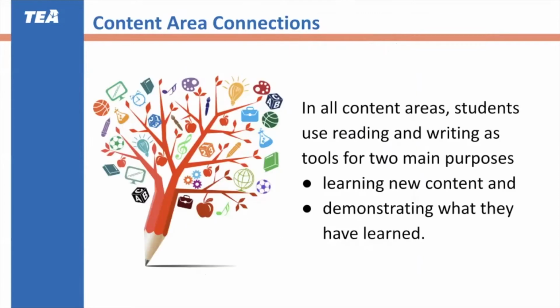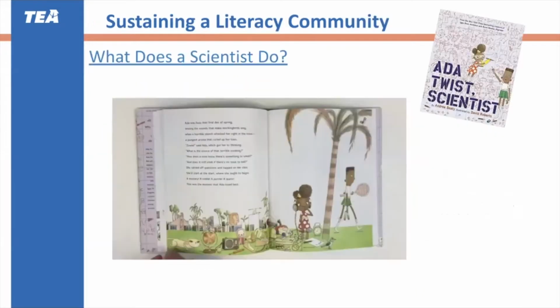I want you to keep in mind that we're going to be making some content area connections today, as reading and writing are connected to content area as well. We'll be listening to a read aloud of the story Ada Twist, Scientist. I would like us to think about this question. What do we learn from this book about what scientists do?